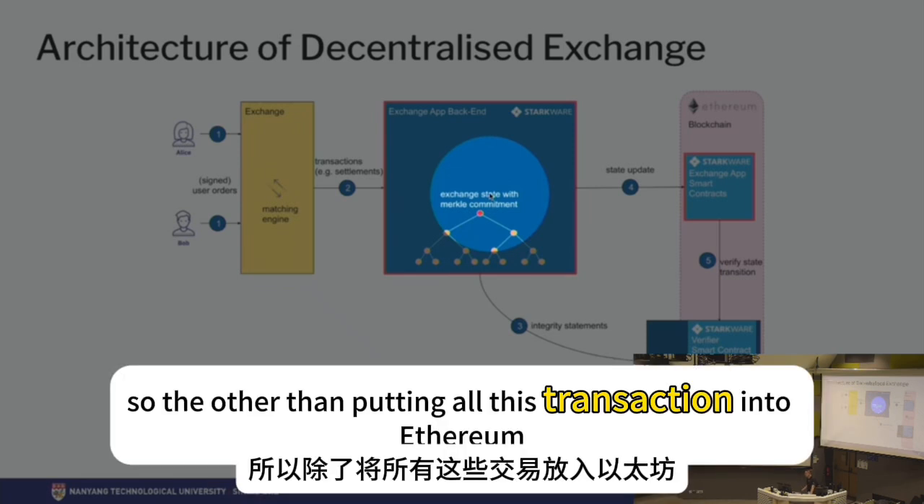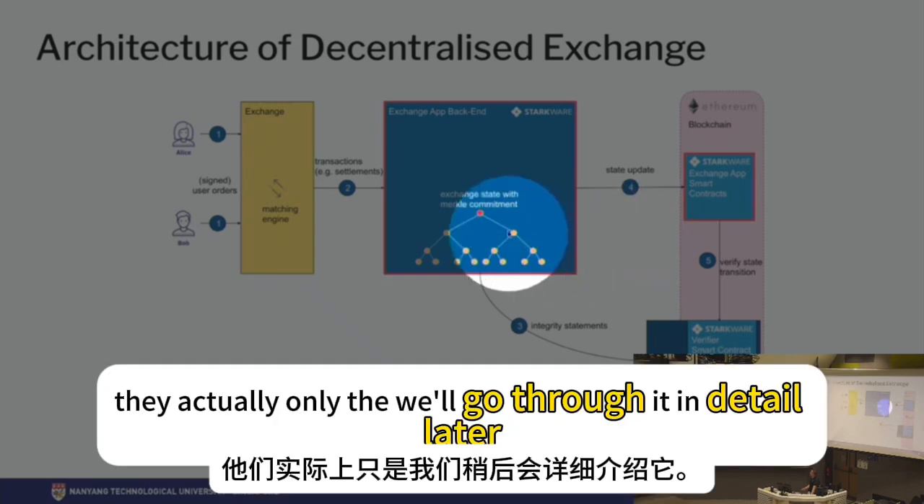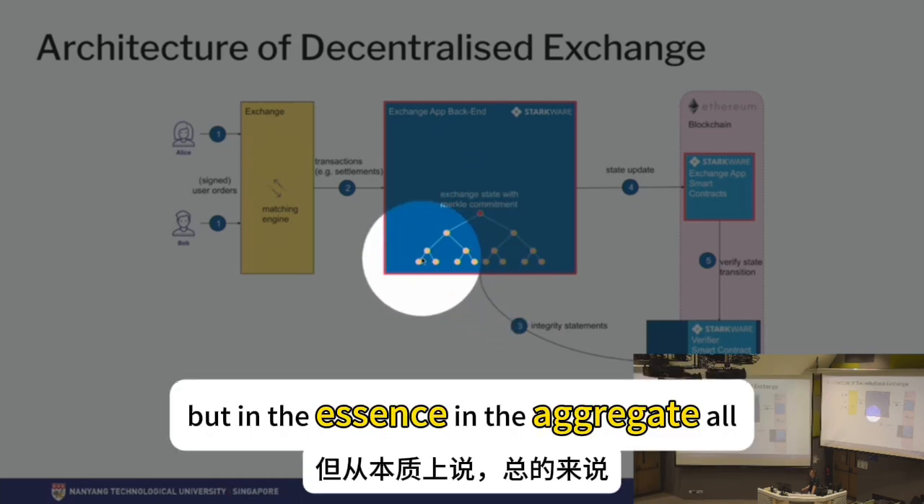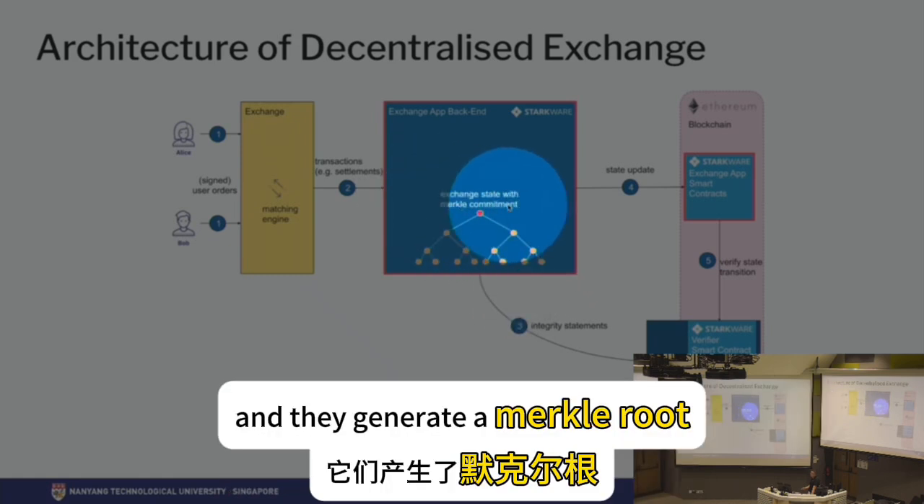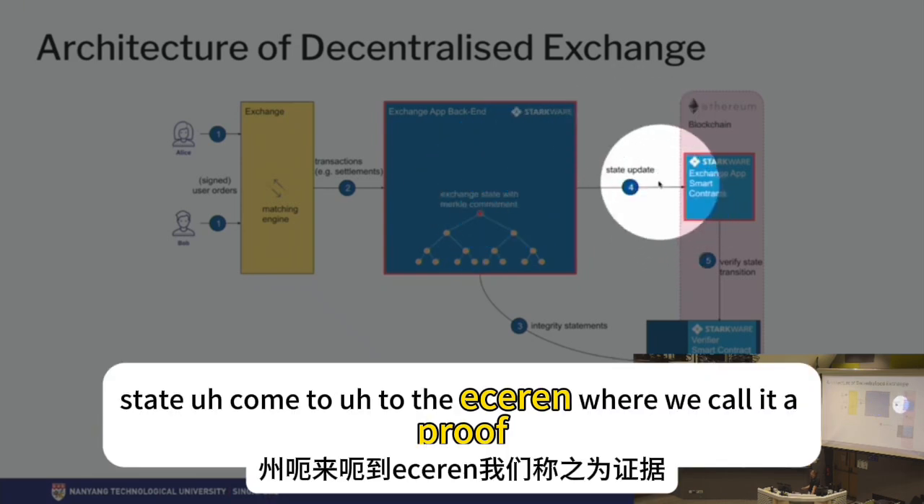So other than putting all these transactions into Ethereum, which will come back to the same situation for Ethereum, they actually only, we'll go through in detail later in a roll-up session. But in essence, they aggregate all this state, the transaction state, into a Merkle tree. And they generate a Merkle root. And only this Merkle root state comes to Ethereum, where we call it a proof.